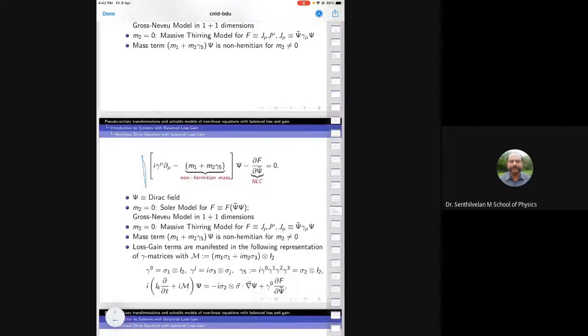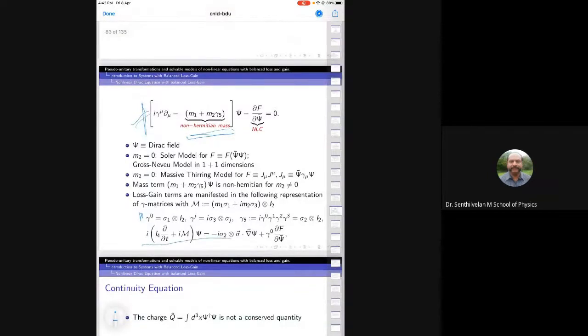In one particular representation, one can identify this mass term, M1 plus M2 gamma 5, as the balanced loss-gain term. How? I am taking this particular representation. If you substitute it here, then this equation you can write in this particular form.